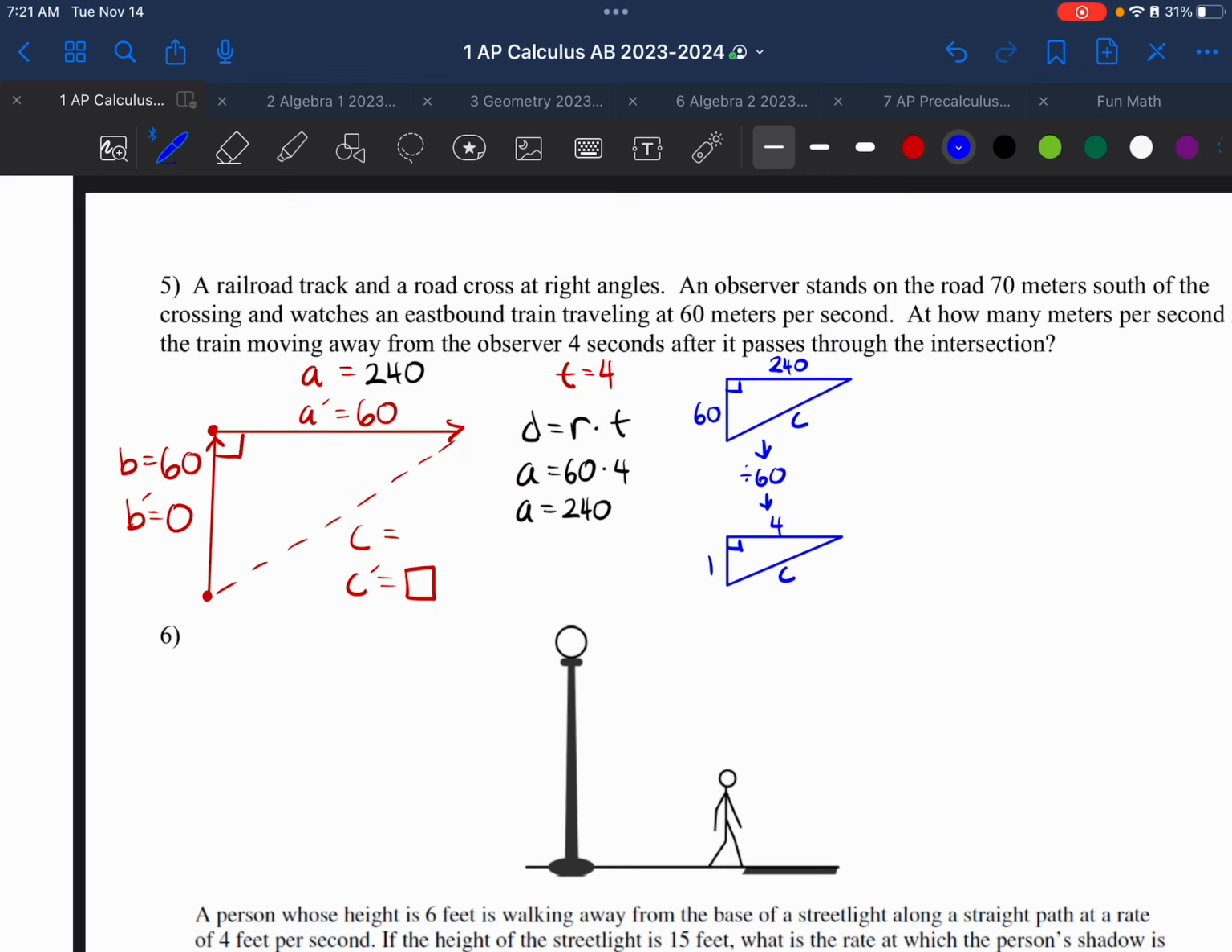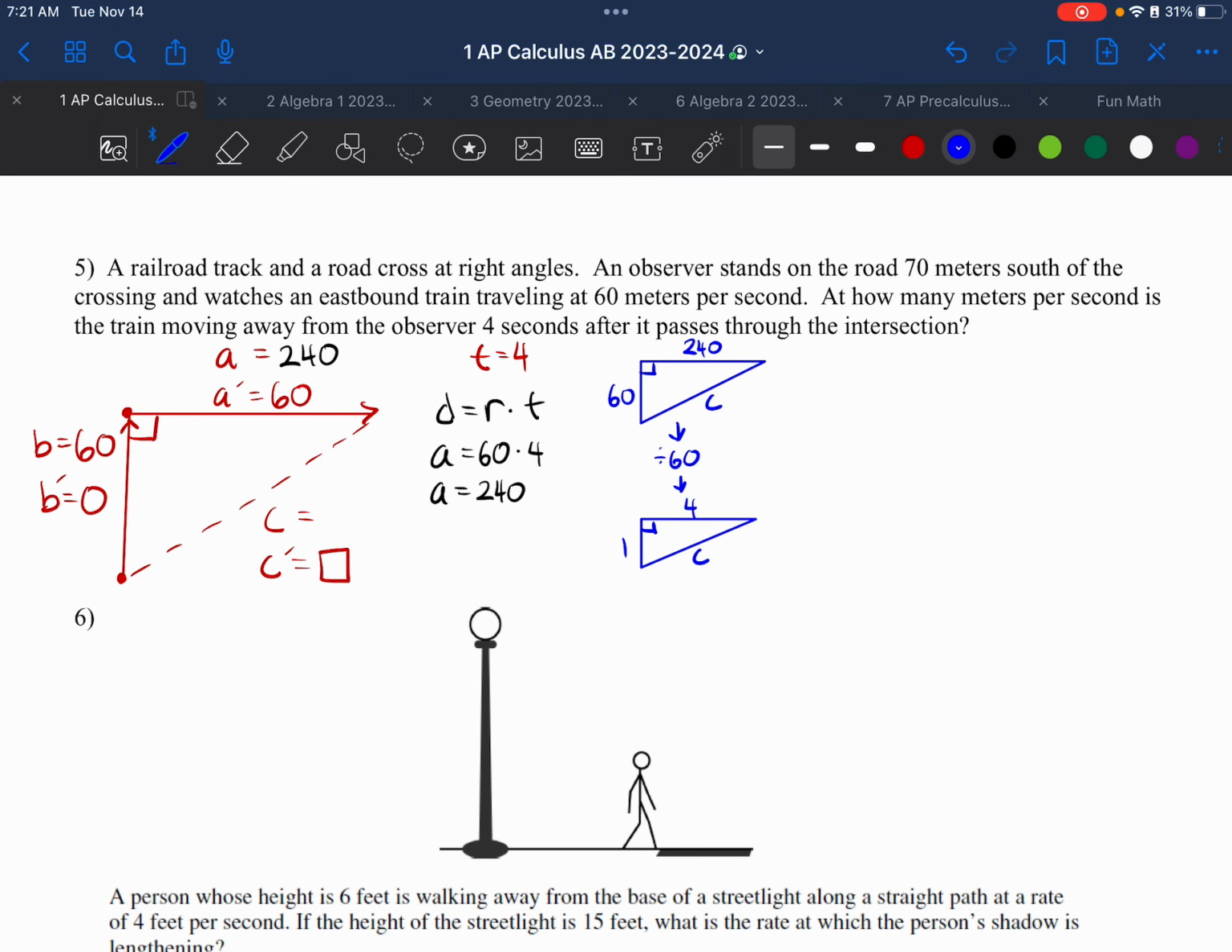Wait a sec. 60. Where am I getting 60 from? Isn't it 70? It says 70 meters to the south. I'm like, this seems wrong. Yeah, okay. I apologize. I have made a mistake, and if you caught it, you can go ahead and log it. This should be 70.